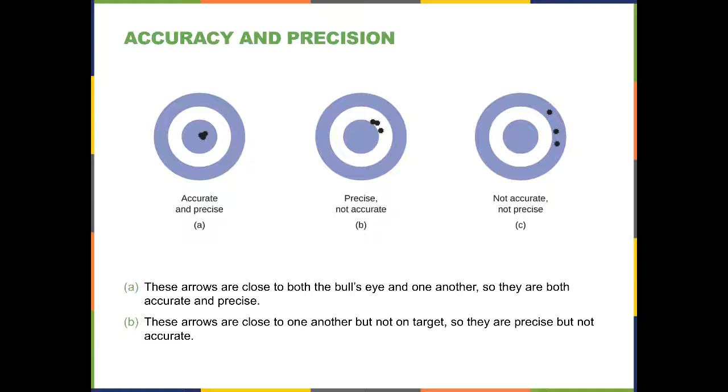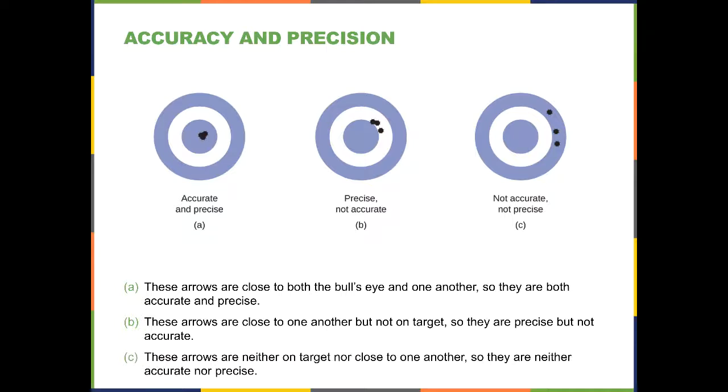And then you have a really bad device shown on C, or a bad shot, whose estimates are both inaccurate and imprecise. So they're far apart from each other. They don't have the same precision, but they're also far from the bullseye, so they're not very accurate.